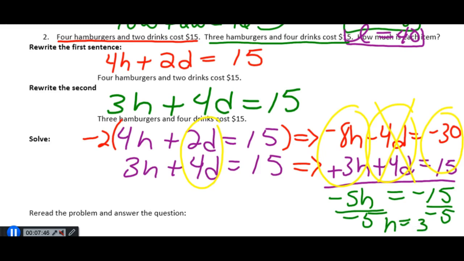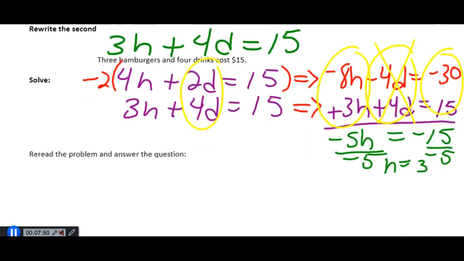Very important here, though. I need to think about what the problem is asking me. So, hamburgers, which is h for me, equals $3. And that was asking for how much does each one cost, so I need to make sure I'm answering what was asked. I can't just say 3. I have to say $3.